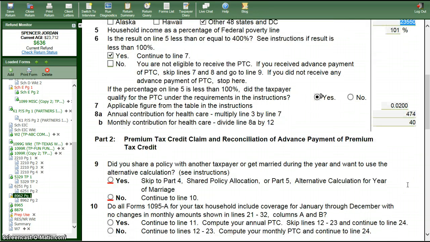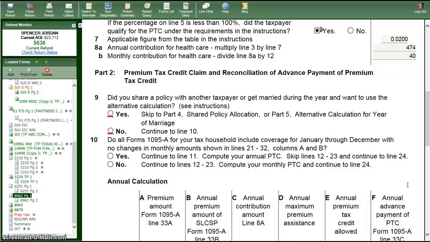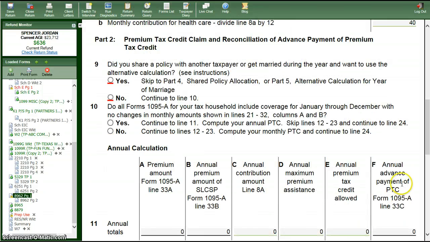All right, scrolling down to part 2. Did you share a policy with another taxpayer or get married during the year and want to use the alternative calculation? I suspect we will be seeing some of these in the tax sites, but for purposes of this illustration now, we're going to check no. Spencer did not get married in the tax year. He wasn't sharing his insurance policy with another tax family, so this is no.